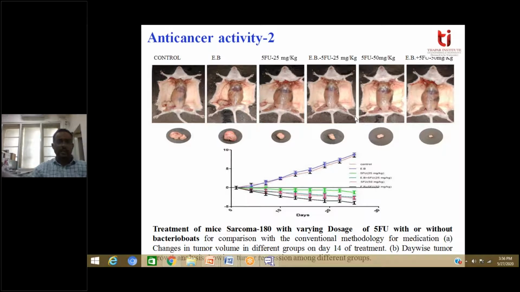killing the tumor. Again, my slides are not moving. Can you please help? Devjit, can you help? Devjit. Yes, sir. I am working on it, sir.